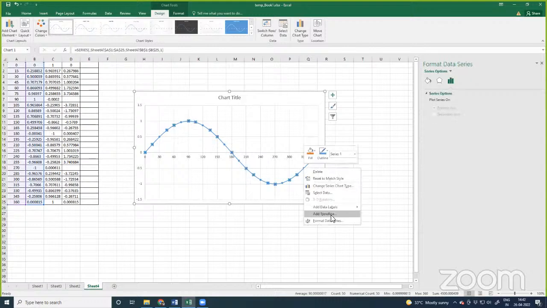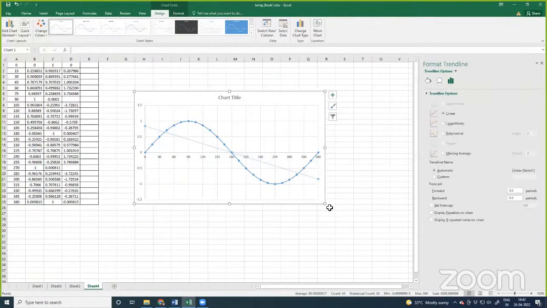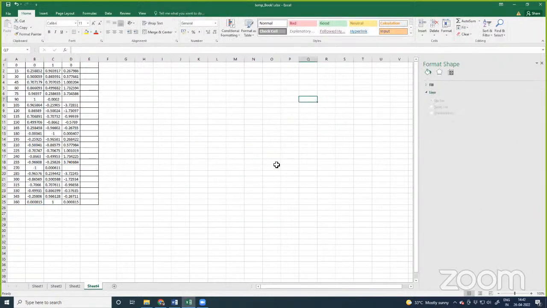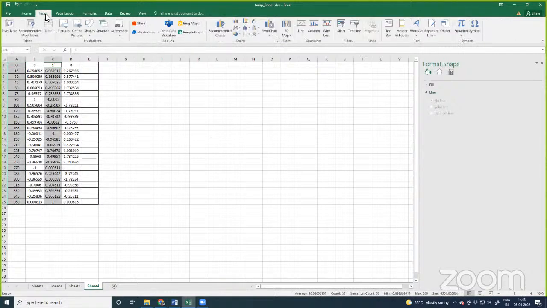Can you have the trend line for that? Yes, a sine equation has to come. How will that sine equation come? That you can have. Similarly, for the cos also you can do. Cosine, how does it look? I'll show you cosine. This one is for the angles. This is for the cos. You plot them.